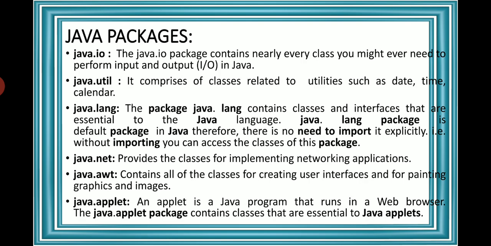Next thing is Java packages. There are so many ready-made packages in Java. Some of the common packages are java.io. It is basically meant for input output. Everything related to input output that is built in Java is placed in this java.io package. And then java.util, it is a package that comprises all the classes related to the utilities, such as the date, time, calendar, and so on.